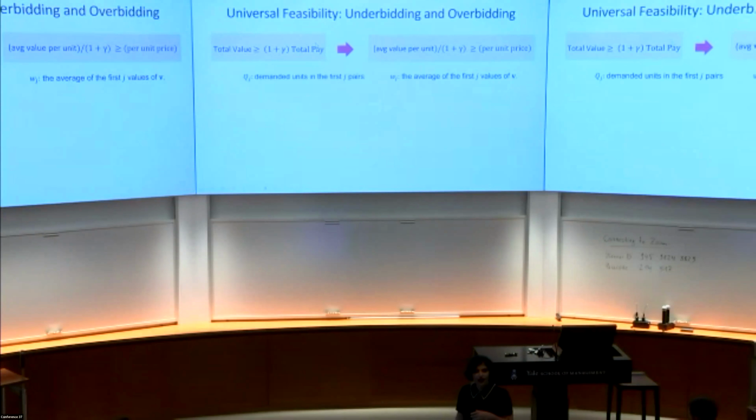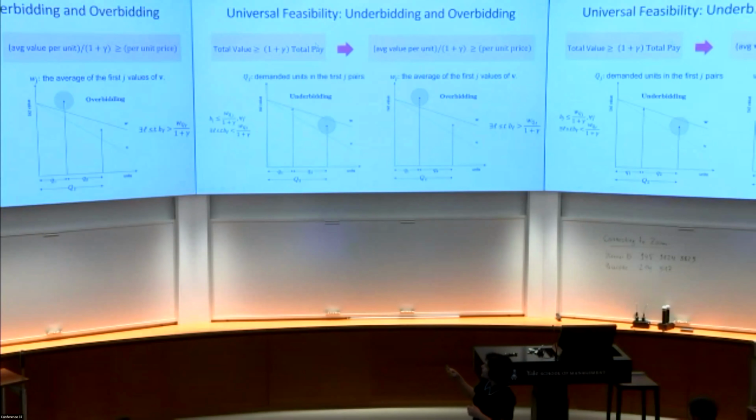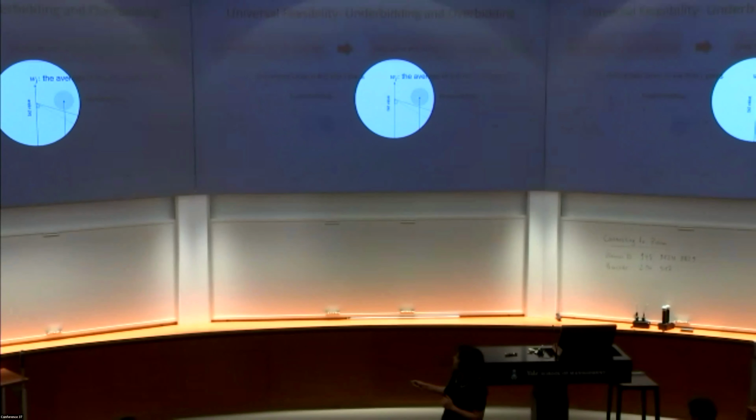So based on that, we came up with this idea of underbidding and overbidding. Usually underbidding and overbidding is defined with respect to the valuation curve. Instead, given what I have above, I'm going to define underbidding and overbidding with respect to W. If the bid is below W, I would say it's underbidding. If it is above the W curve, I'm going to call it overbidding.